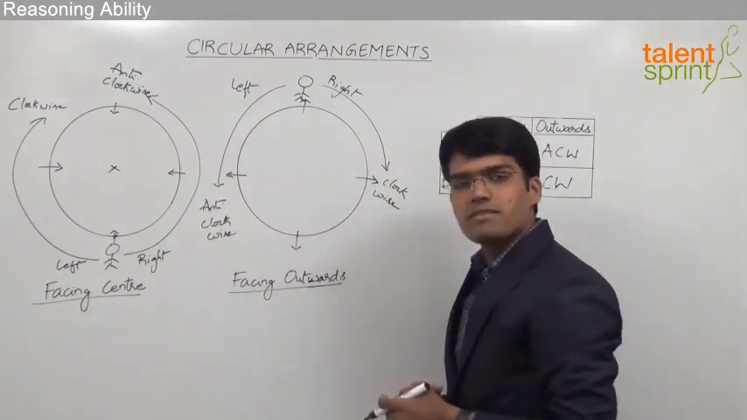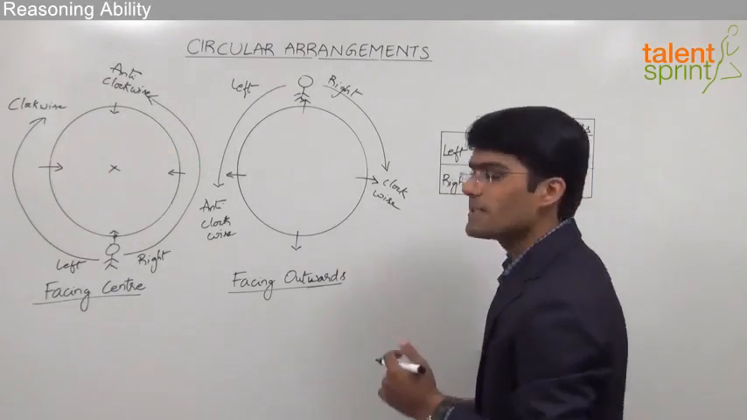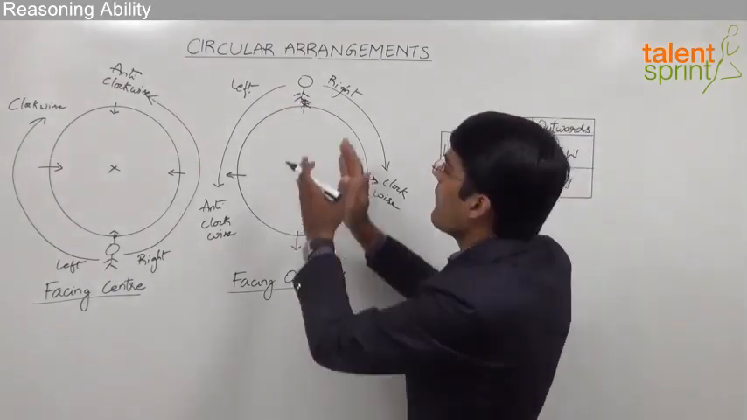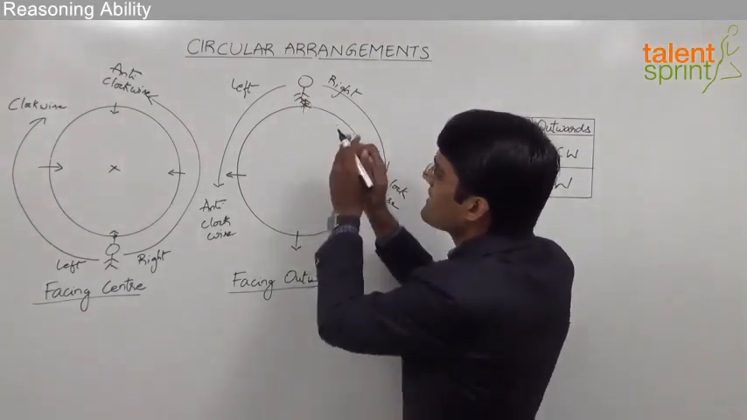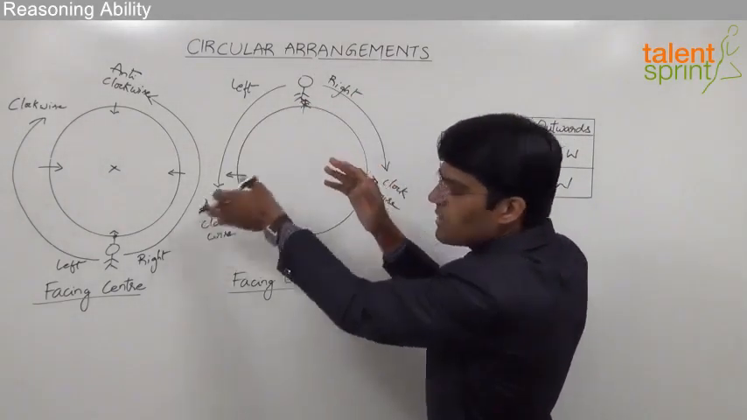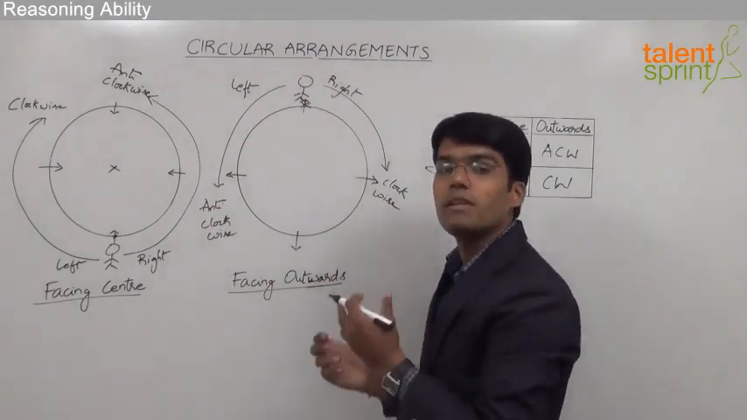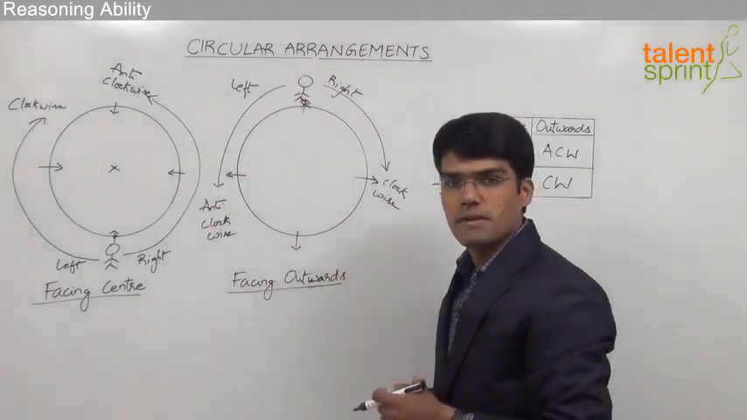Similarly, when a group of persons are facing outwards, it is always better to start the arrangement from the top position. Because when a person is taken in the top position facing outwards, left of the person will be towards our left and right of the person will be towards our right. So it will be convenient for us to start the circular arrangement.